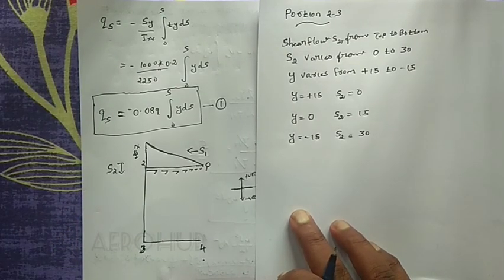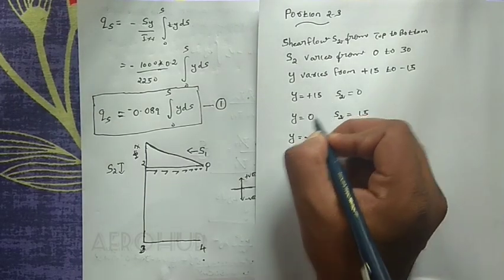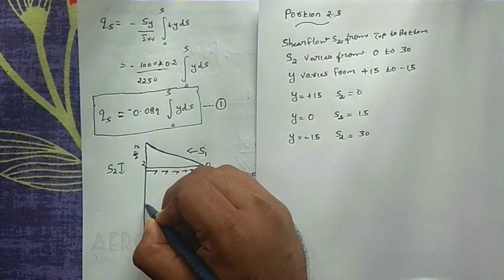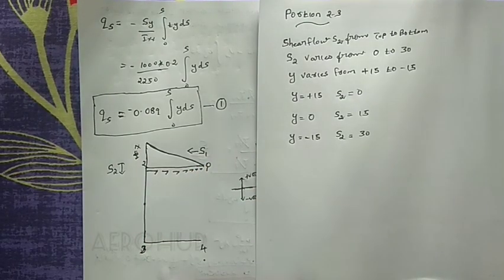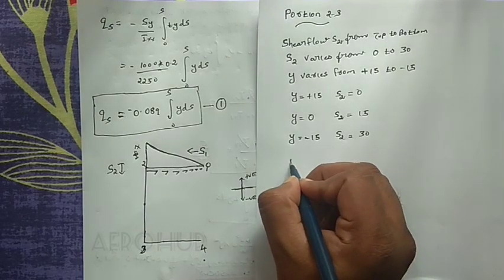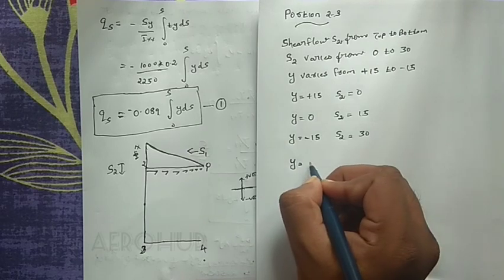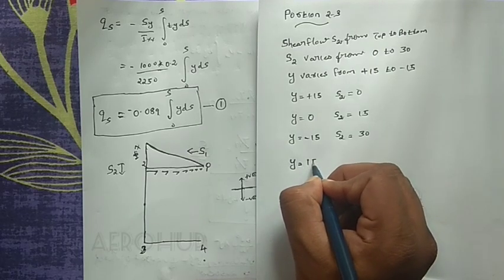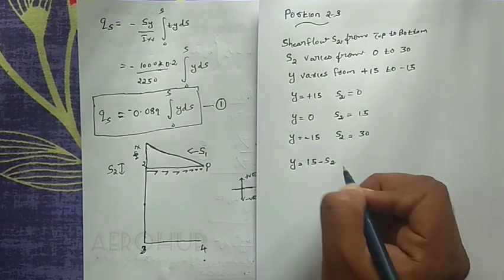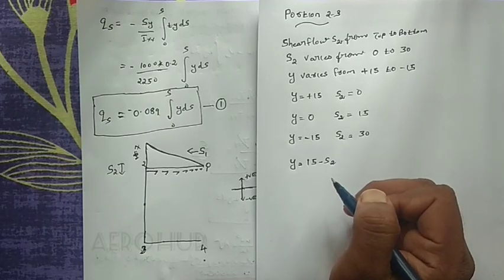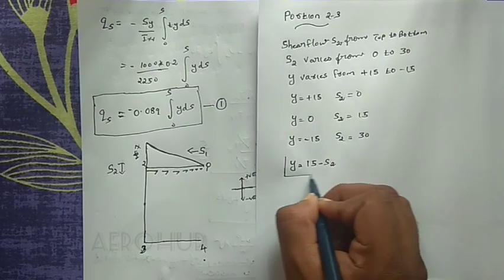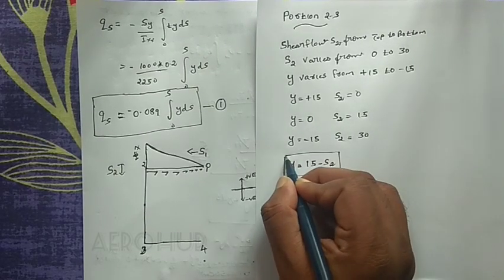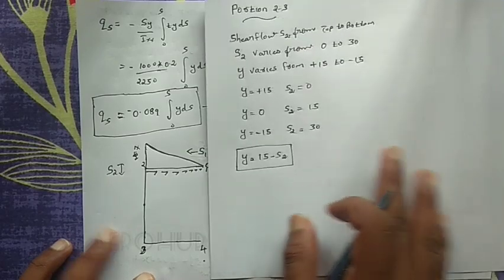Okay, so at y is equal to 0, which means at the centroid, at the center of the web, s2 will be 15. From these three cases, you have to find out the value of y. So y will be equal to 15 minus s2. Okay, this will be the value of y for the portion 2, 3, which is the web of the section.